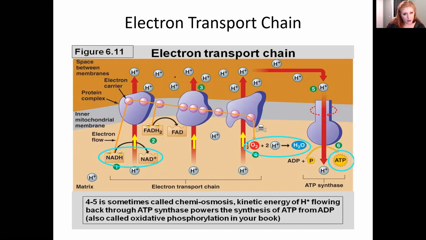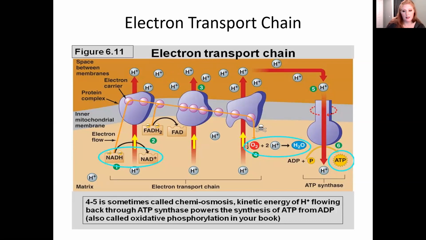Hydrogen has to be forced out there using this energy from the electrons because it's crowded, and it doesn't naturally want to go from where it's not crowded to where it's crazy crowded. Plus, they've been kicked out of the party and they're not real happy about it. So now we have this proton gradient happening out here. They want back into the party and they want to get where it's not as crowded. So they're going to go down their concentration gradient passively, and they're going to go through the back door, the ATP synthase.